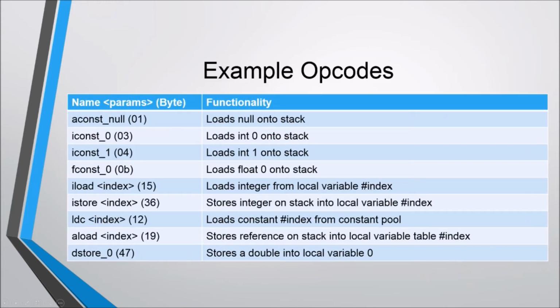So now we've got some example opcodes. You can see here that each of these has a prefix on it because they're dealing with types. In the first one, we've got aconst_null, which will load a null value onto the stack. iconst_0 will load an integer of 0 onto the stack. And you can see the rest, iconst_1 and fconst_0 will also load that onto the stack.